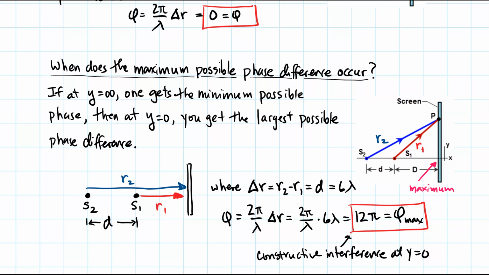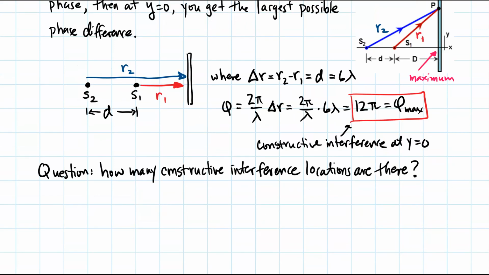So in summary, at y equal to infinity, I have constructive interference. At y equal to 0, I have constructive interference. So therefore, in between there, I'm going to have a series of constructive interferences. How many constructive interference locations are there?